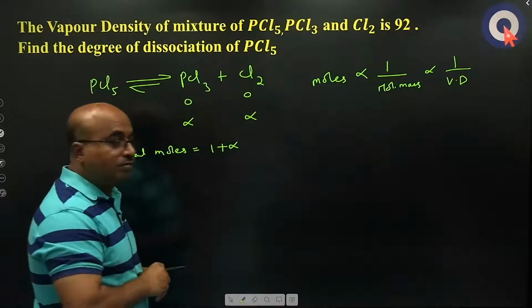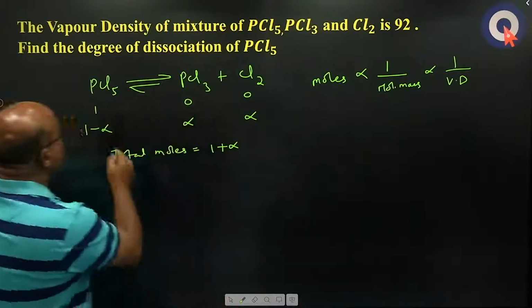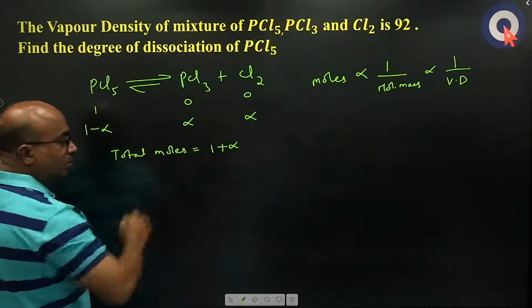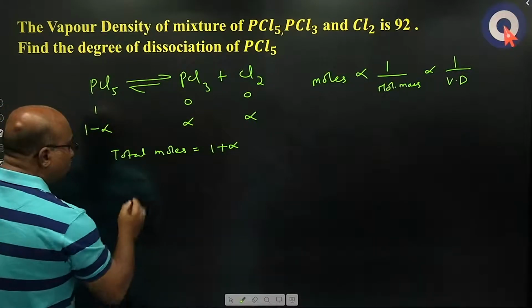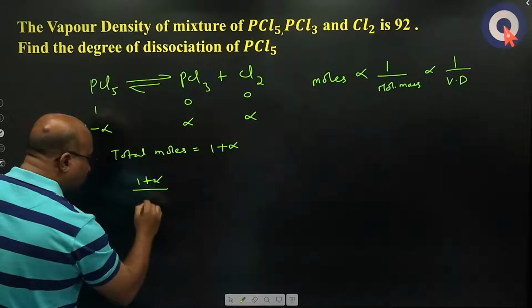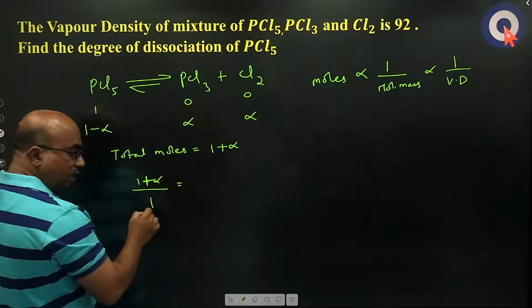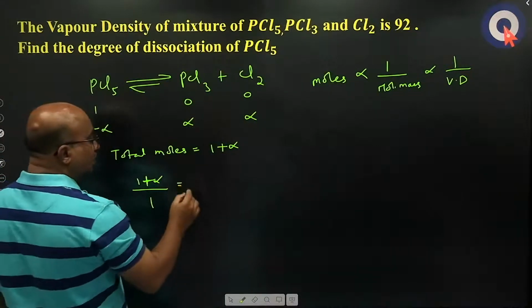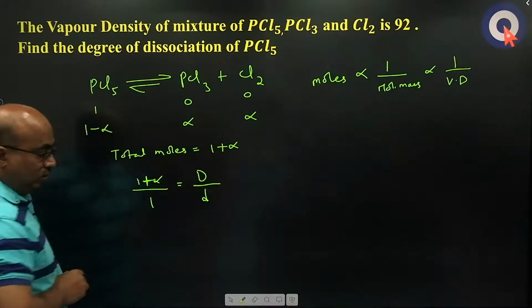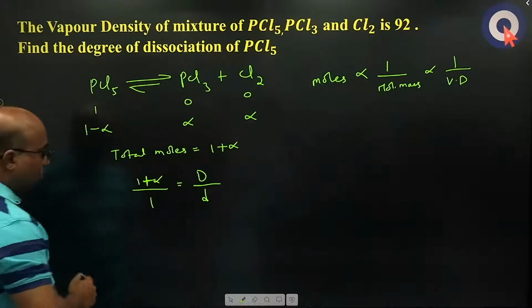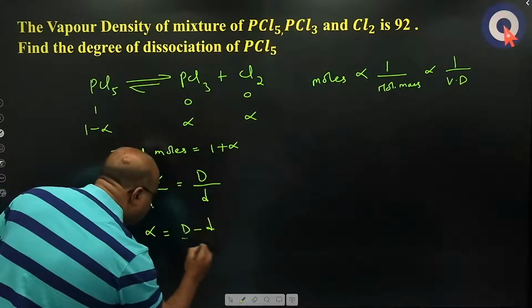So initial moles are proportional to 1 by vapor density. What is initial moles? We have taken 1. What is equilibrium moles? 1 plus alpha. So if I take the equilibrium moles, that is 1 plus alpha, by initial moles as 1, we get the ratio of moles at equilibrium to initial. So initial vapor density we generally write as capital D and equilibrium vapor density as small d. Clear? So what is this alpha now? So alpha is simply now (D minus d) by small d.